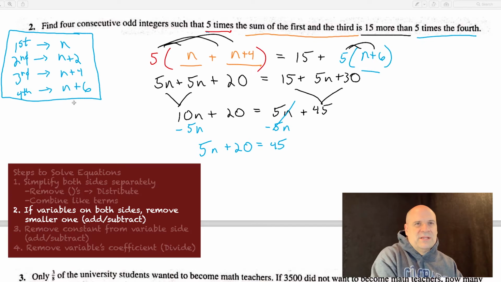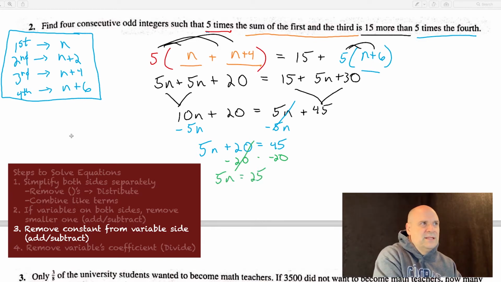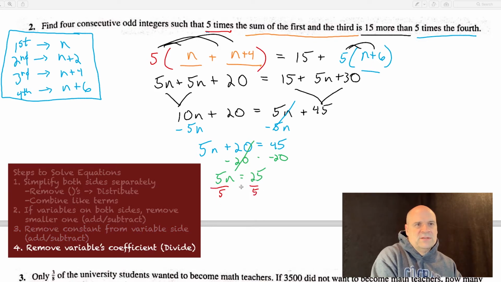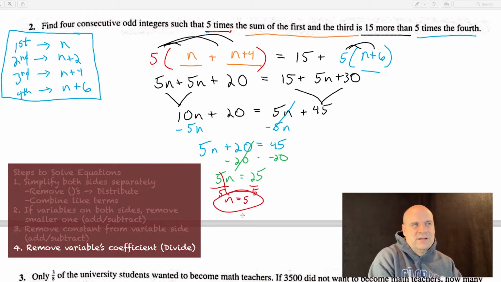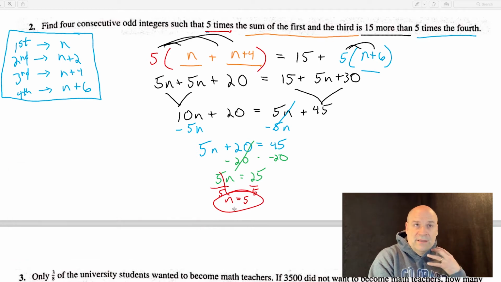Third step to solving equations is get rid of constant on variable sides. So that's what we're going to do here. So now we're left with 5n equals 25. Last step, solving equations, divide by variable's coefficient. So n equals 5. So this is not your answer. This is just you just solved the equation. The answer, you have to answer the question.